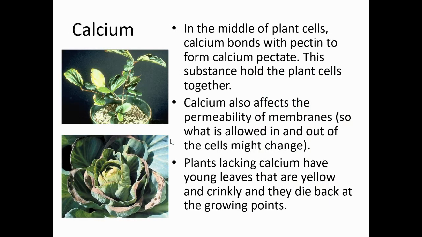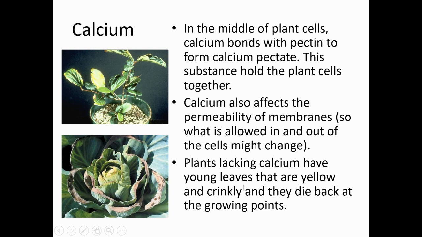Next, calcium. In the middle of plant cells, calcium bonds with pectin to form calcium pectate. This substance holds the plant cells together, literally keeps them together. Calcium also affects the permeability of membranes. So, what's allowed in and what's allowed out of the cells might actually change.